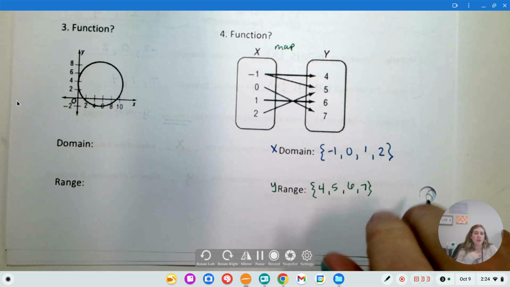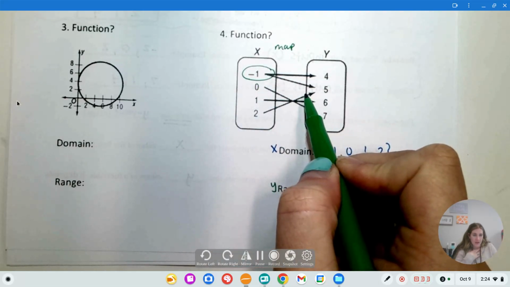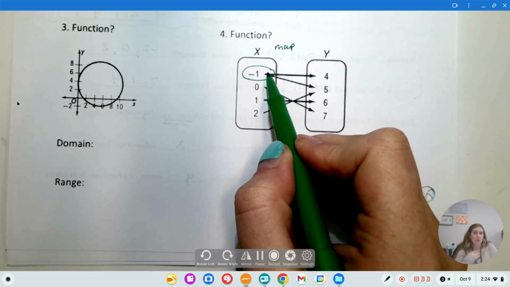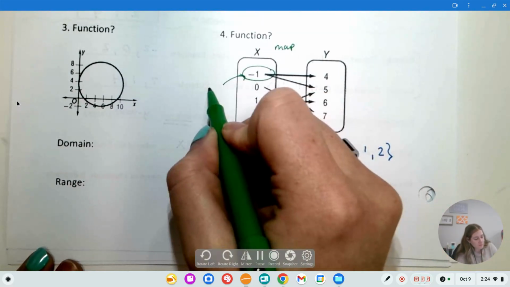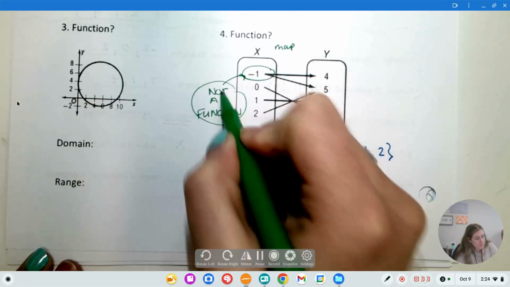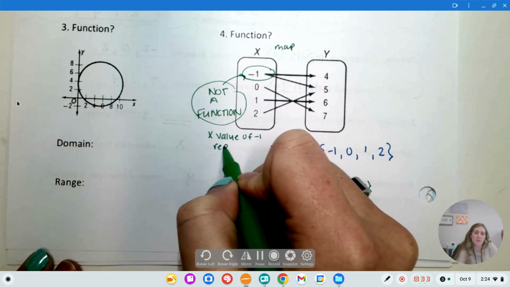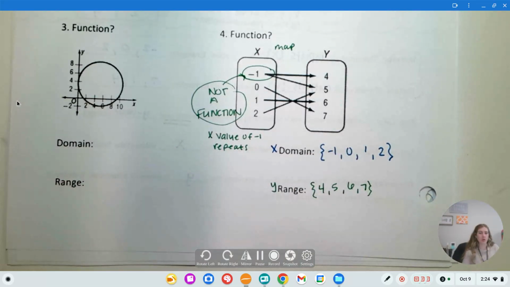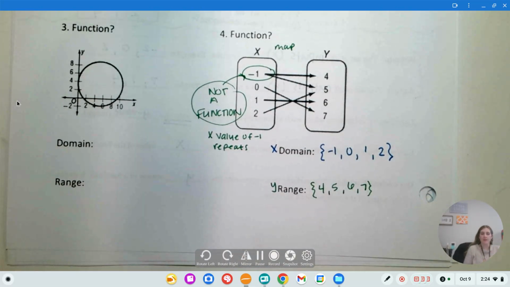Now here's where maps can get tricky. Right here, we can see that -1 goes to 4 and 5, which means we have an ordered pair -1, 4 and -1, 5. So this is not a function because the x value of -1 repeats. Not a function. If there are 2 arrows coming out, if x is listed twice, not a function. There are too many x's related to a y value.